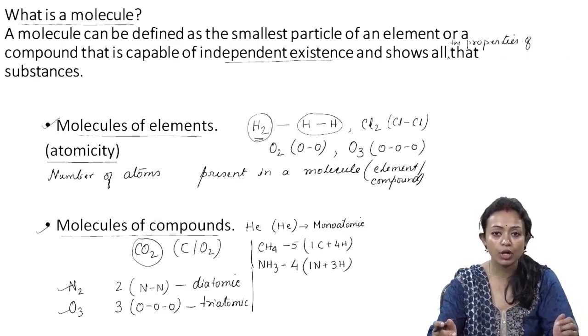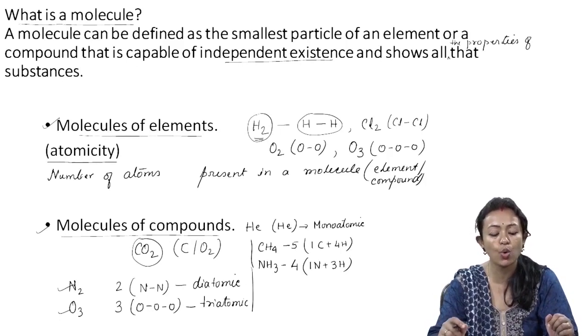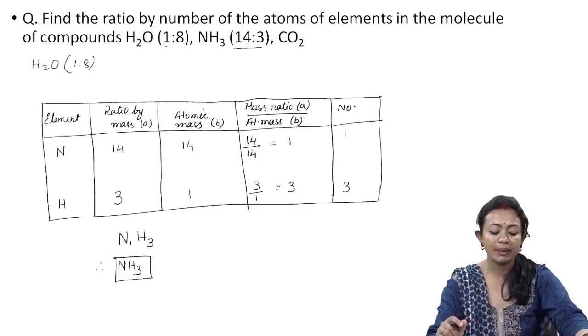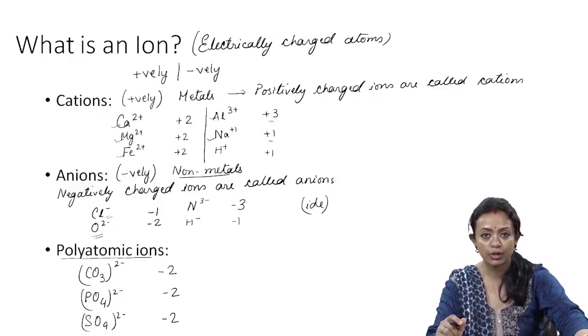Next, what is a molecule? Molecule can be defined as the smallest particle of an element or a compound that is capable of independent existence, and it shows all the properties of the substance. We can have two types of molecules. It can be a molecule of an element in which the atoms are absolutely alike, whereas a molecule of a compound will have two or more atoms of different elements. If the atoms are of the same element, then it is a molecule of an element. If these are atoms of different elements, then these are molecules of a compound. On the basis of that, we had solved some numericals.